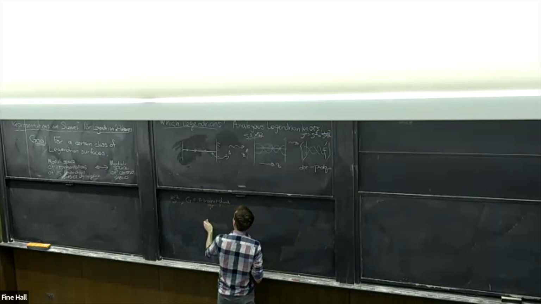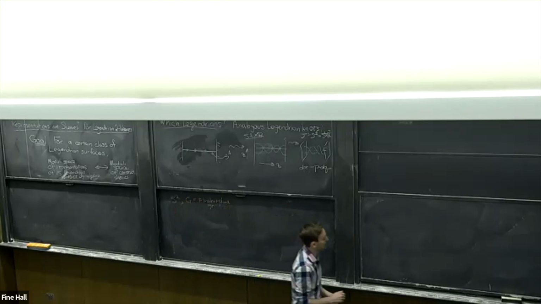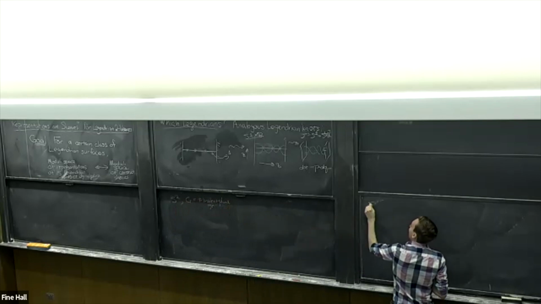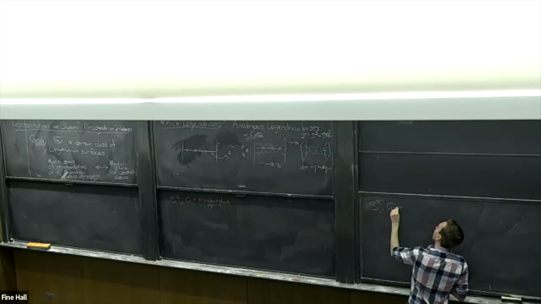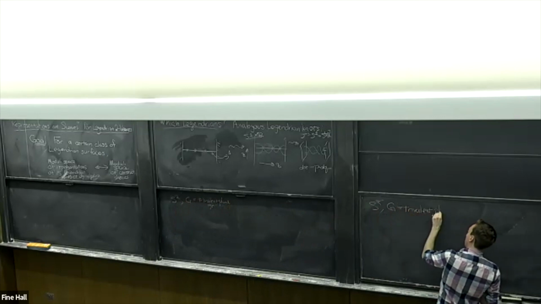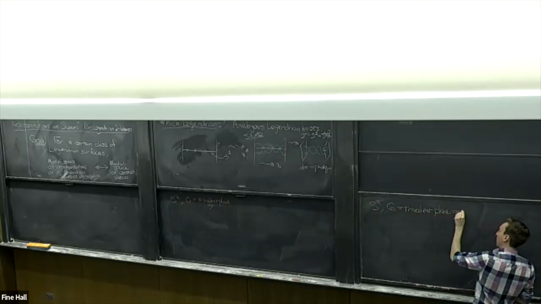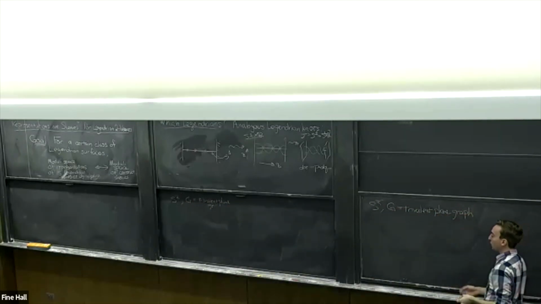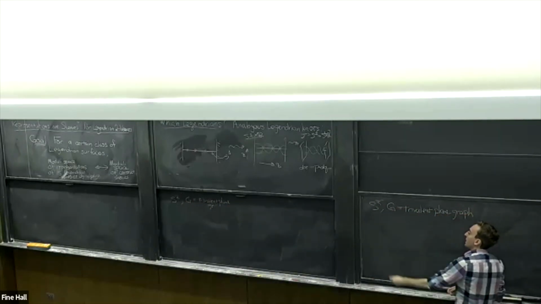Right, I was trying to go across. So maybe let me write this here. So G in S2 is a trivalent plane graph, by which I mean that it looks something like this.